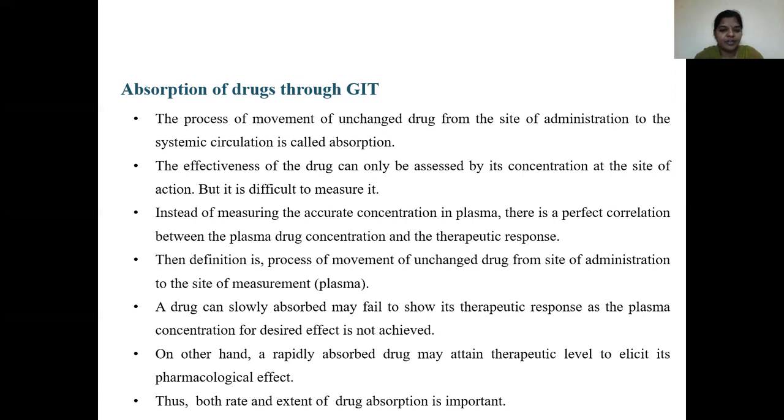That is the definition again: if you take the drug from the site of administration, you have to calculate the drug concentration from the site of administration to the systemic circulation. What do you mean by systemic circulation? Where your drug will be absorbed or distributed, that is in plasma. That's why the definition came as process of movement of unchanged drug from the site of administration to the site of measurement. That is nothing but plasma, right?